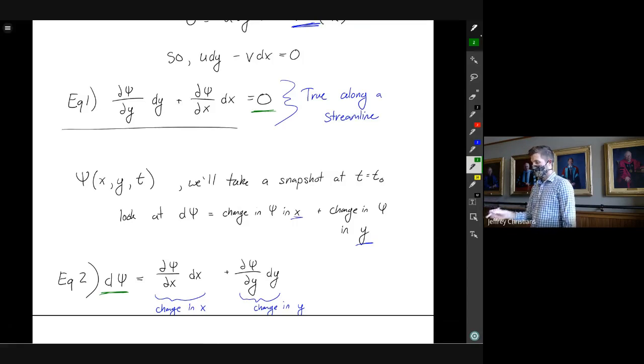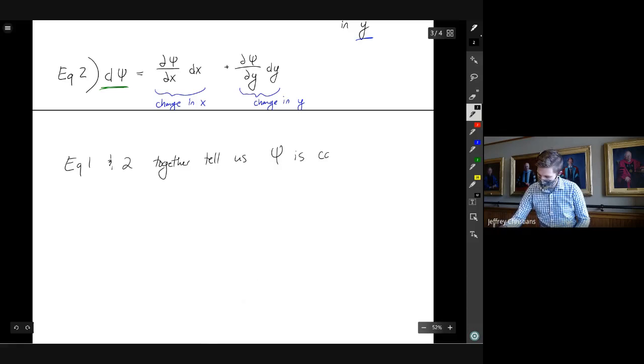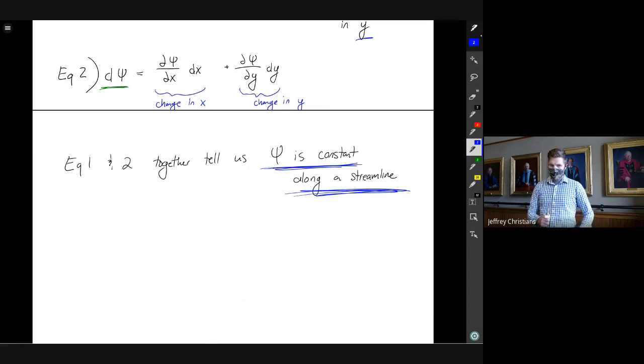It has to be constant. So equation 1 and 2 together tell us the stream function is constant along a streamline. Okay.